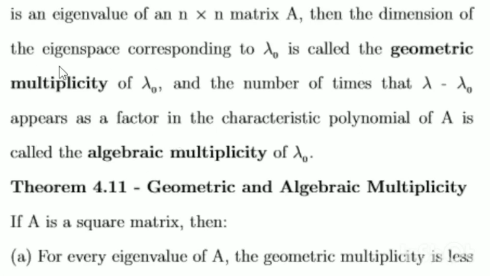The dimension of the eigenspace corresponding to lambda gives us the geometric multiplicity. How many times lambda minus lambda naught appears as a factor in the characteristic polynomial of A gives you the algebraic multiplicity of lambda.